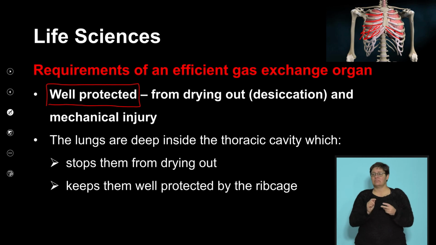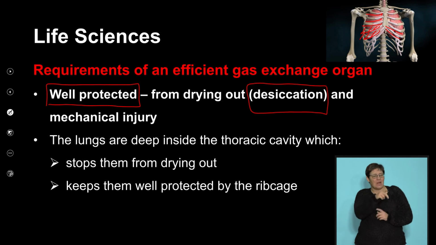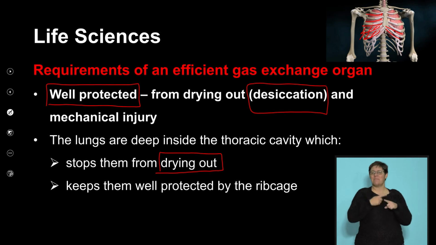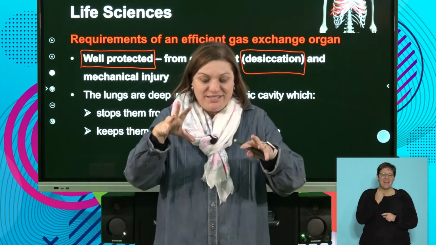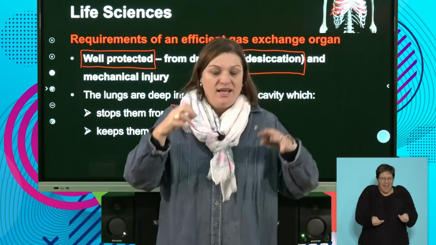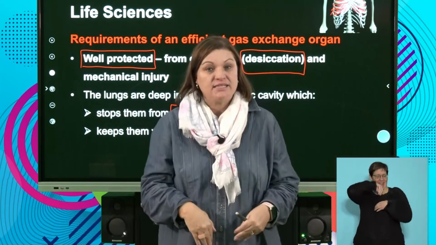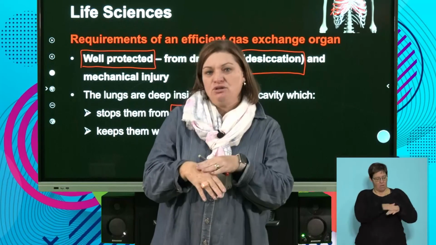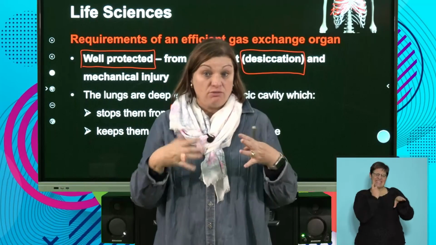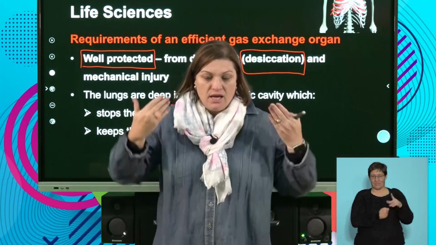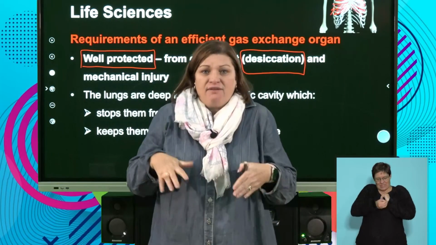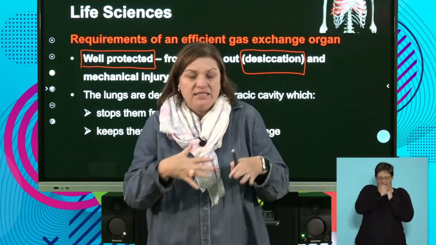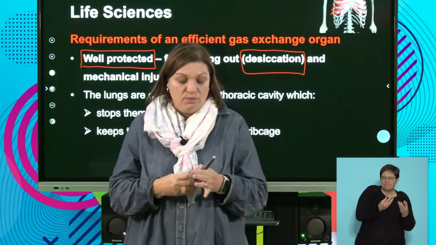Now, another thing we have to protect against is desiccation. And desiccation is drying out. When you look at the lungs, as I said, when I played with the lungs for the dissection, it was so nice and squishy and moist. And that was because we keep it inside the body. When something is at the surface, it stands a much greater chance of evaporating, drying out. But our lungs are deep in our body cavity. We have this lining, it's nice and moist, and it's going to be well protected.